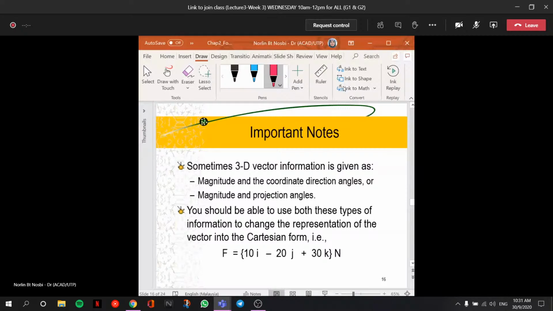Okay, some 3D information. Just now like I said, the question may just give you the magnitude and the coordinates, or maybe the magnitude and the projection angles, so you need to find the direction. It depends on the question. You just have to memorize the formula and make sure you know how to use it.